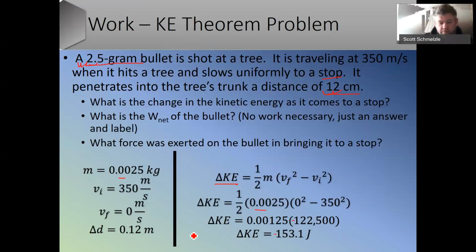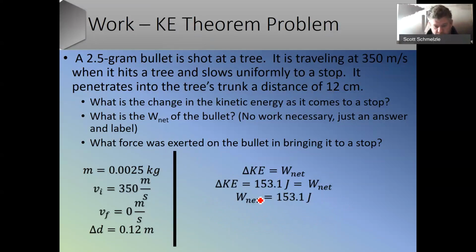So it then asks for what is the net work on the bullet. So our net work here is just our kinetic energy. Now you're going to see here, no work necessary, just an answer and a label. I did steal this from a previous quiz, so just be aware that I would ask that question similarly to you possibly on the test. So delta KE equals negative 153.1 joules.